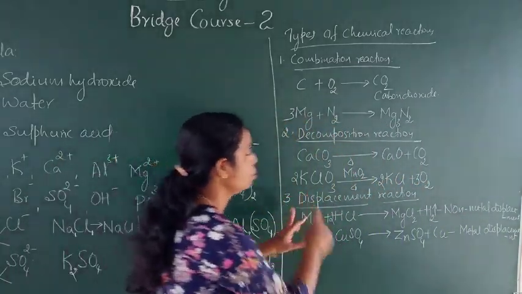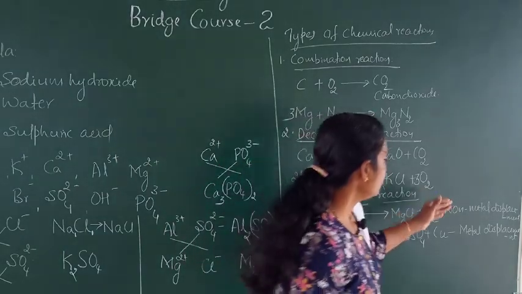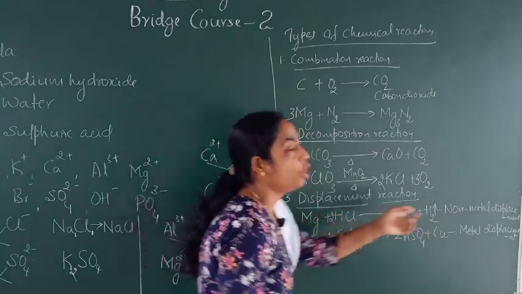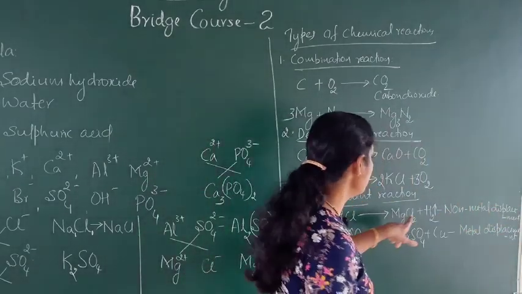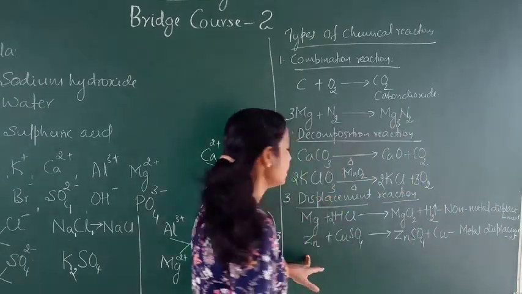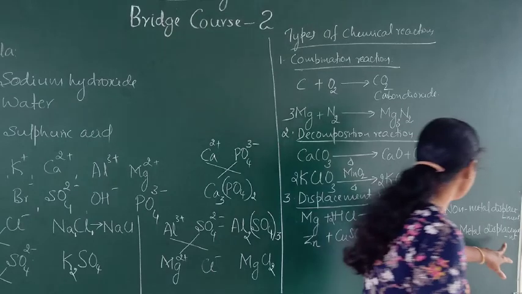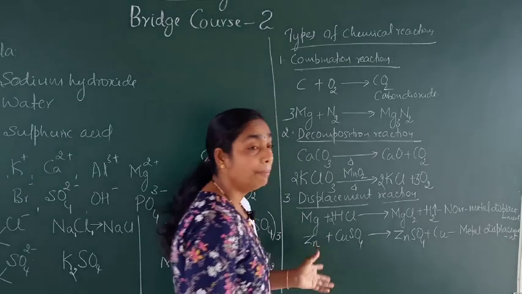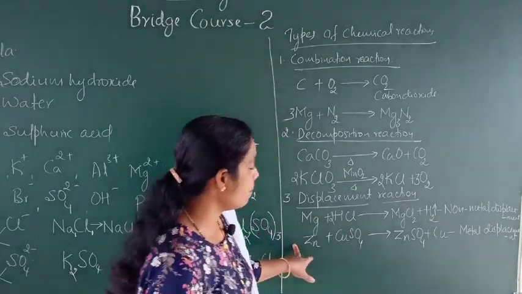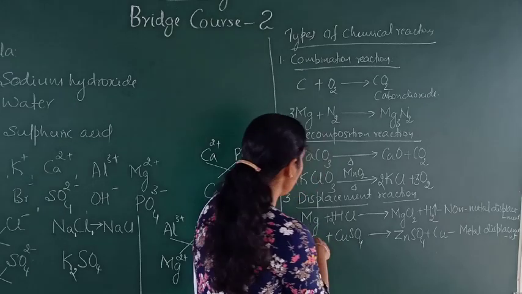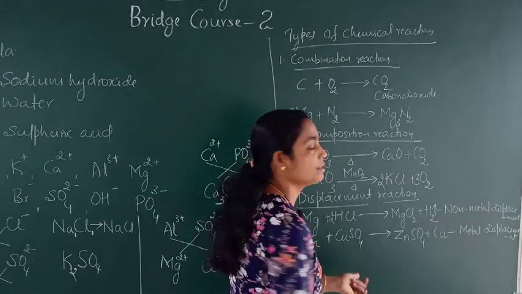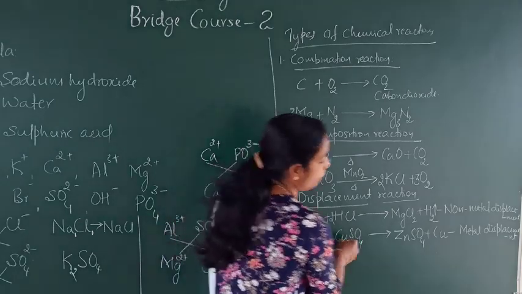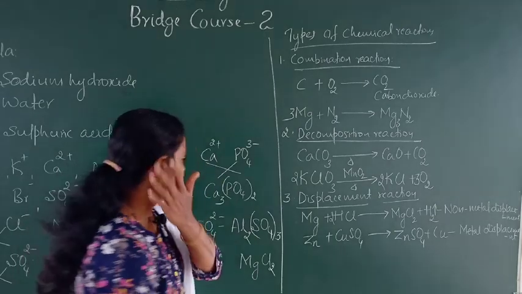So, there are 2 types of displacement reaction: metal displacement and non-metal displacement. First example is the example for non-metal displacement reaction because displacement of non-metal takes place. Second example is the example for metal displacement, where displacement of metal from another element takes place. So, here zinc displaces copper from copper sulfate solution.